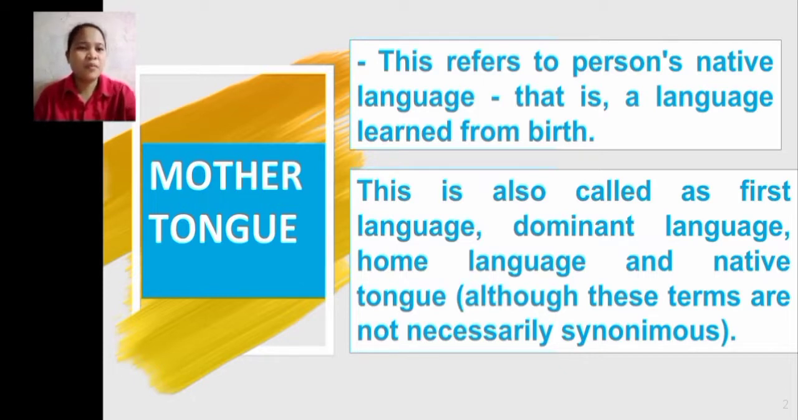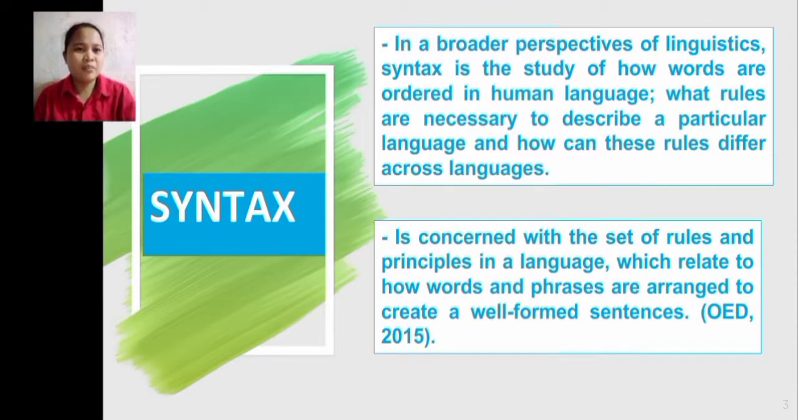On the other hand, syntax, in a broader perspective of linguistics, is the study of how words are ordered in human language, what rules are necessary to describe a particular language, and how these rules can differ across languages. Syntax is also concerned with the set of rules and principles in a language which relate to how words and phrases are arranged to create well-formed sentences. So, syntax refers to the arrangement and structure of the words to form a meaningful sentence.